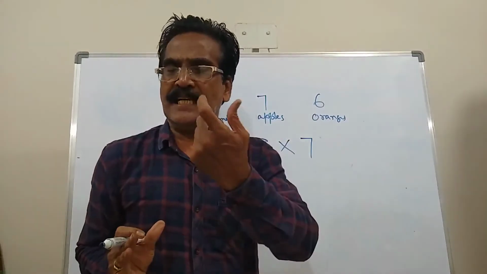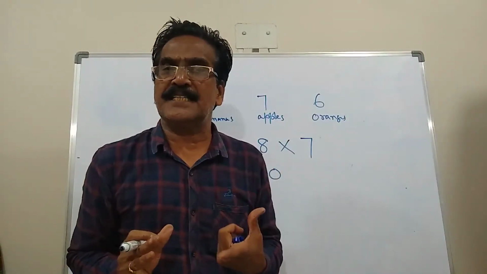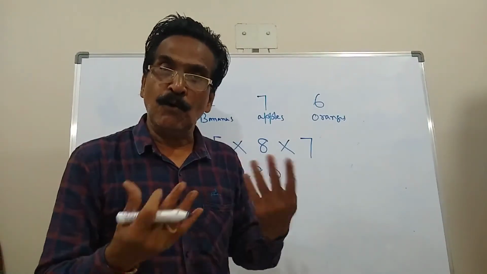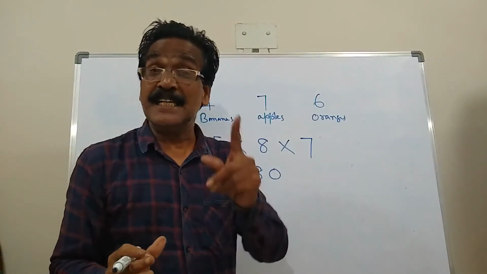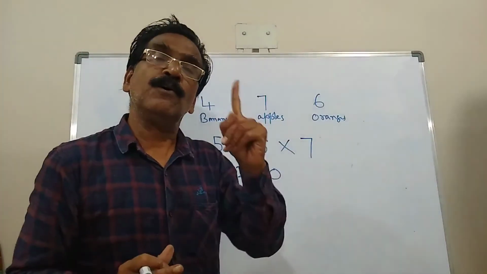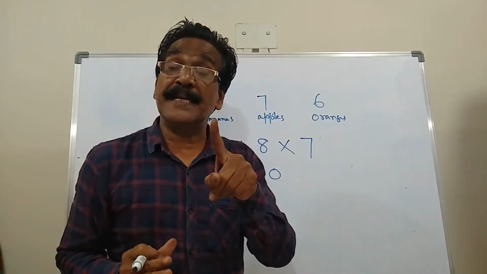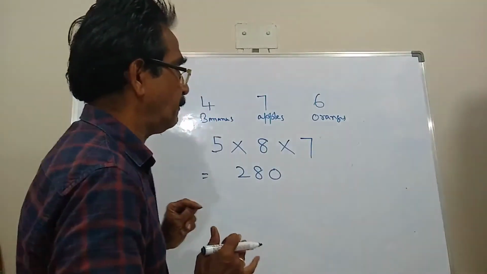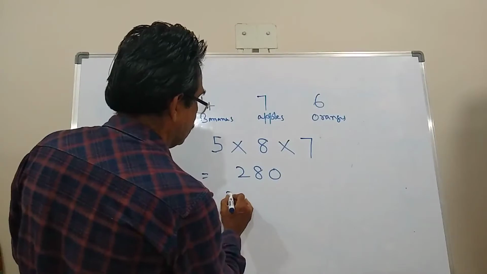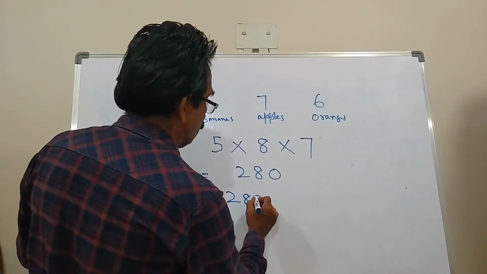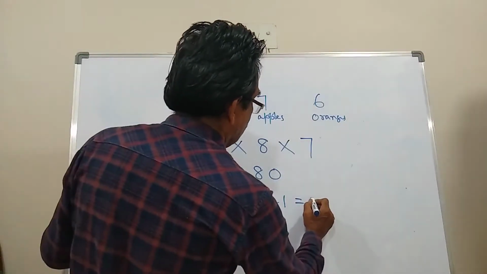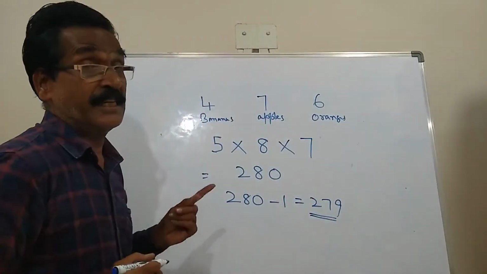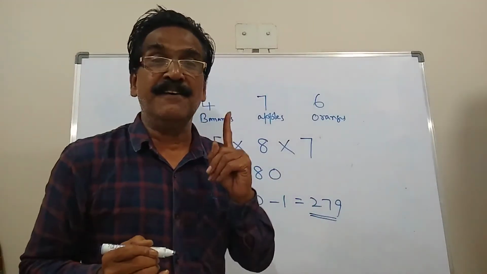In these 280 selections, one case where no apple, no banana, no orange is taken is also included. So that one case we have to subtract. So the required number of cases is equal to 280 minus 1, that is equal to 279, because he has to take a fruit.